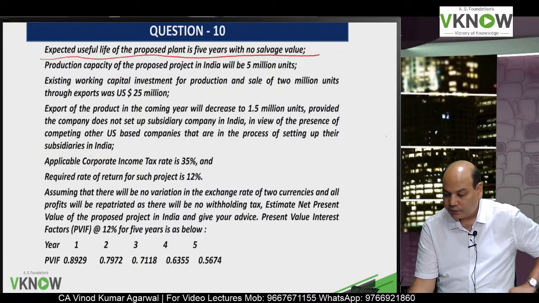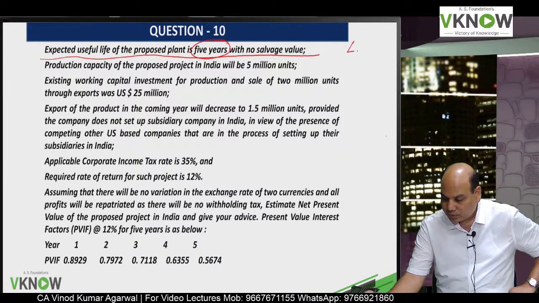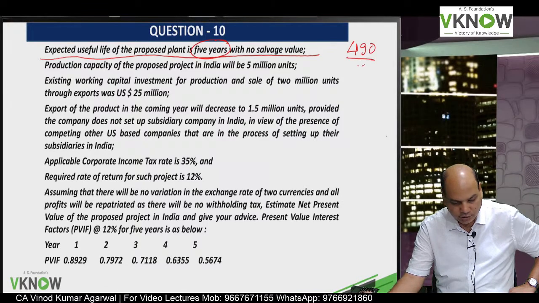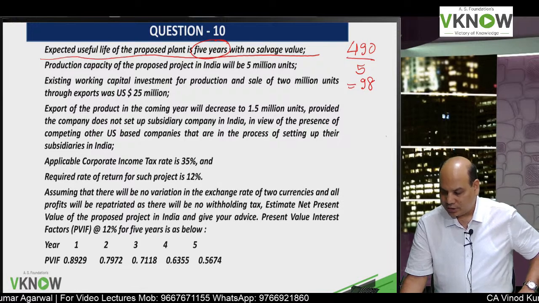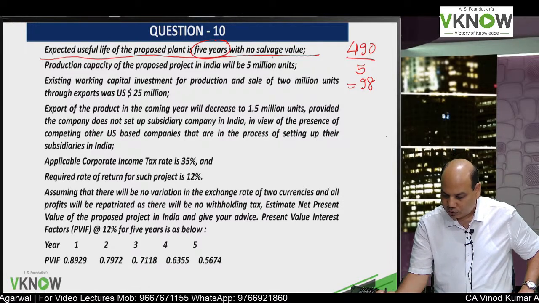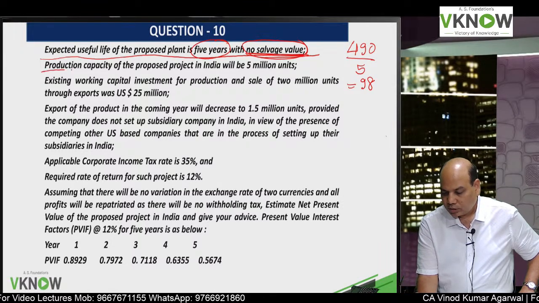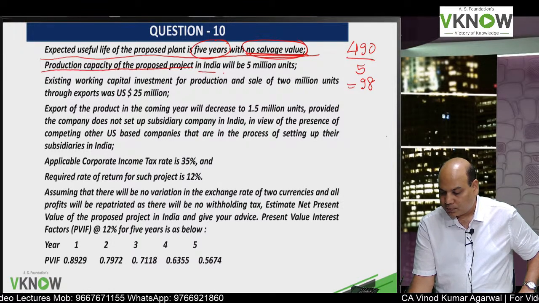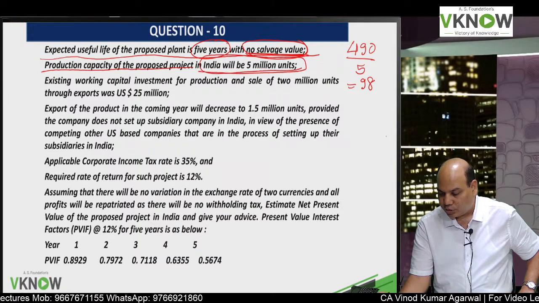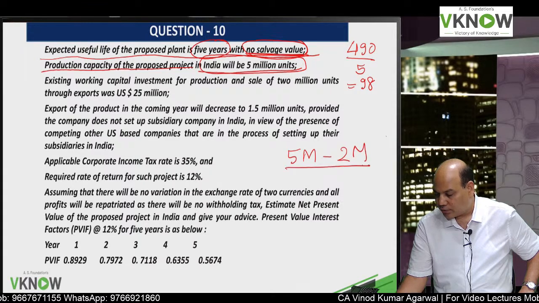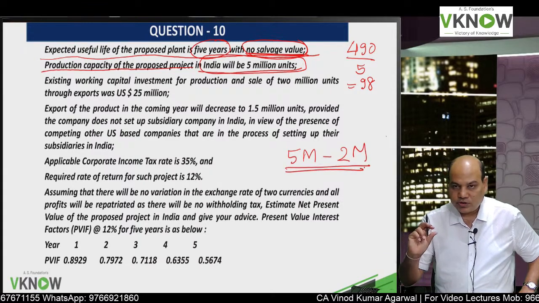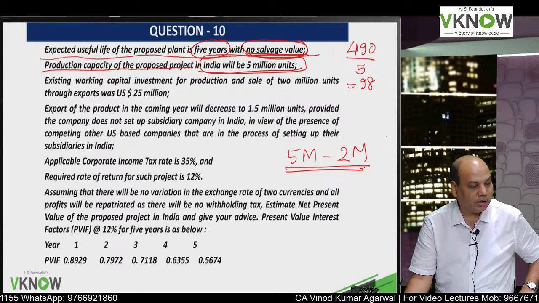Expected useful life is 5 years. So depreciation will be 490 divided by 5. That is approximately, check, 98. Depreciation will be 98. No salvage value. Salvage value after 5 years is 0. Production capacity of the proposed project in India will be 5 million units, and earlier it was 2 million only. So the sales will increase by 3 million units.